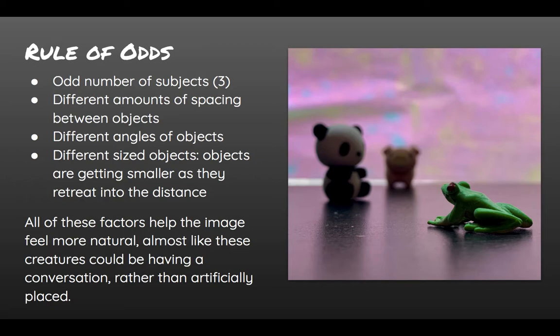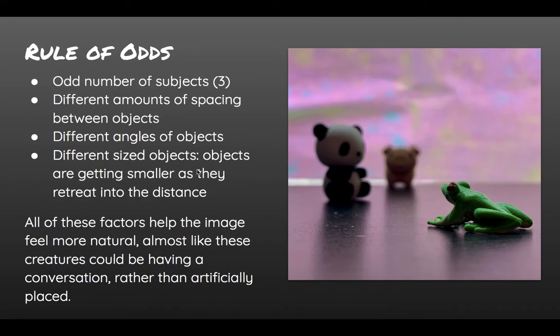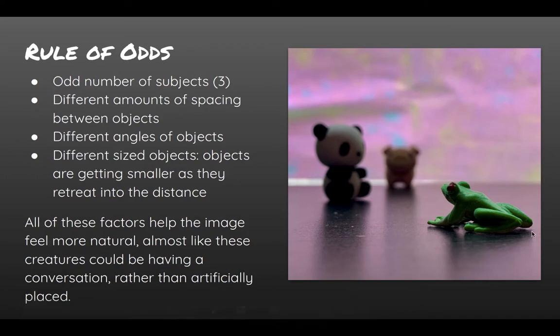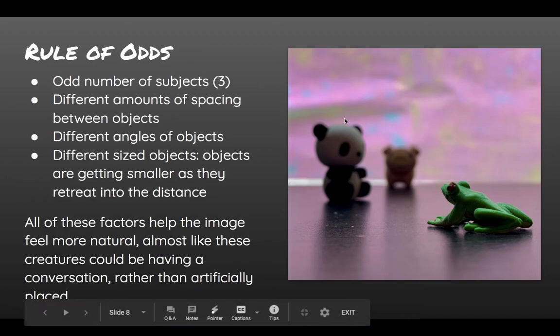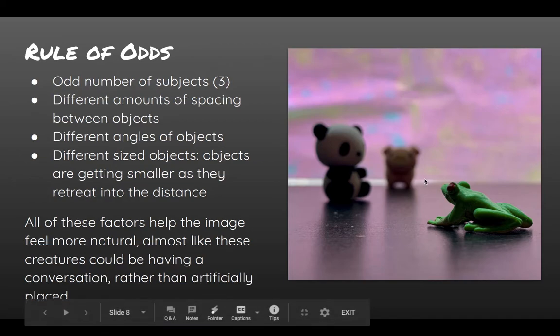All right, so rule of odds. I have, first of all, an odd number of subjects, so 3 kind of main focal points. But then I really tried to focus on different spacing and angles of the object. So you'll notice that I created some depth where I have something closer up to me, something kind of more in a middle ground, background. They're at different angles. So one is kind of facing backwards, one is facing straight towards us, one's facing more to the side. And they're different sized objects. So there's just some variety and differences within there.